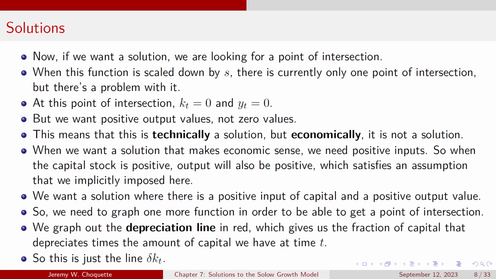Now, if I want a solution, I'm going to be looking for a point of intersection. Currently there's only one point of intersection. So technically speaking, yeah, there's a solution, and it's when k equals 0 and y equals 0. But we want positive output values, not 0.